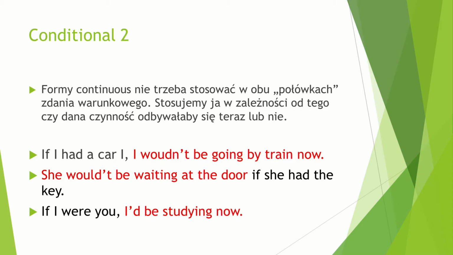All right. So this slide actually gives another example of what I was just saying, that you don't have to use the continuous form in both parts of the sentence. So let's look again at these examples. If I had a car, I wouldn't be going by train now. If I had a car, it's not in continuous form. Why not? Well, because I'm not talking about having a car now, but about having a car in general. If I owned a car in general, I wouldn't be going by train now.